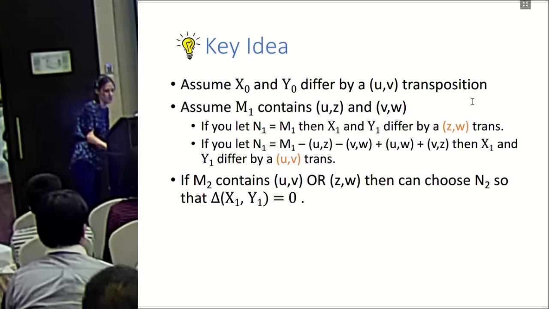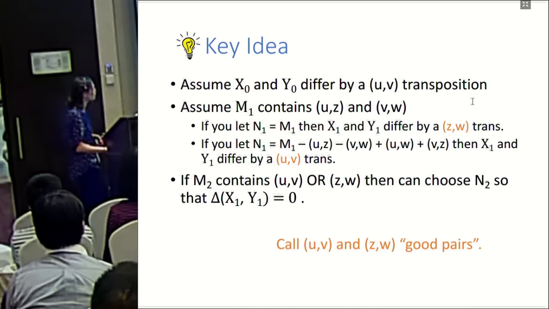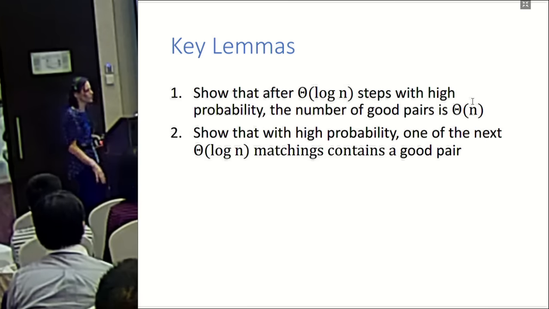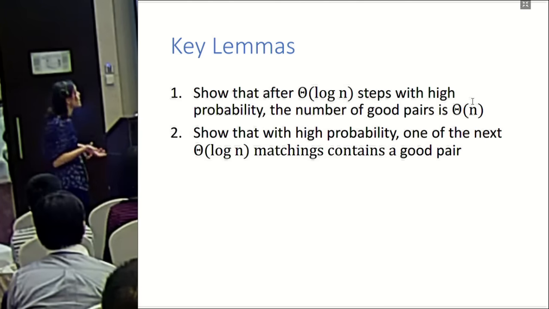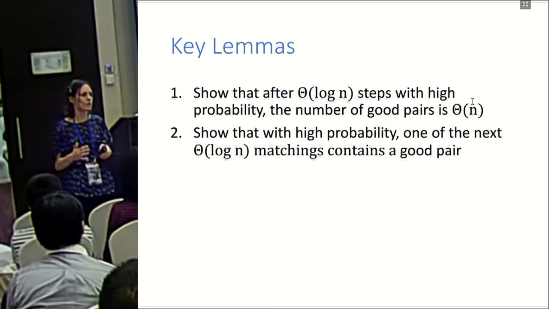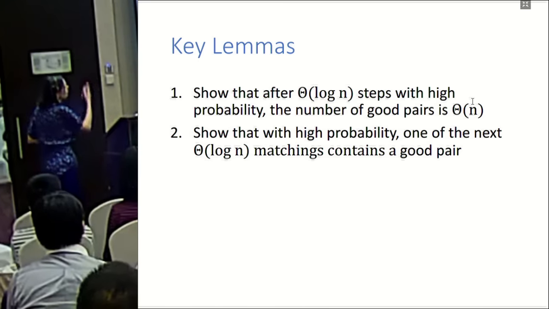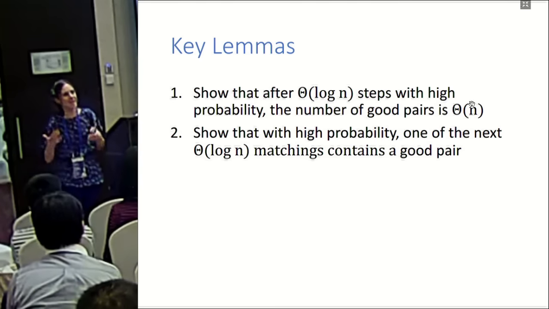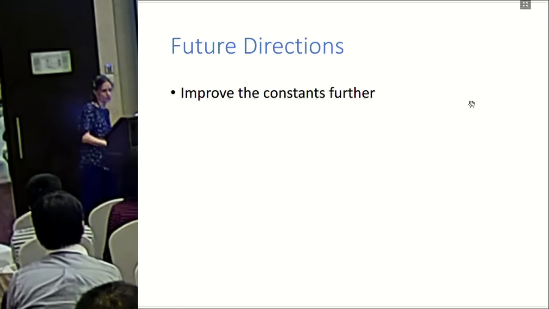So that was pretty much all the detail I want to give you about that. We're going to call these good pairs. The part that we prove is that after log n steps, with high probability, we're going to have a linear number of these good pairs. And thus we can show that with high probability, one of the next log n matchings is going to contain one of these good pairs. And that's the part that we end up reproving.